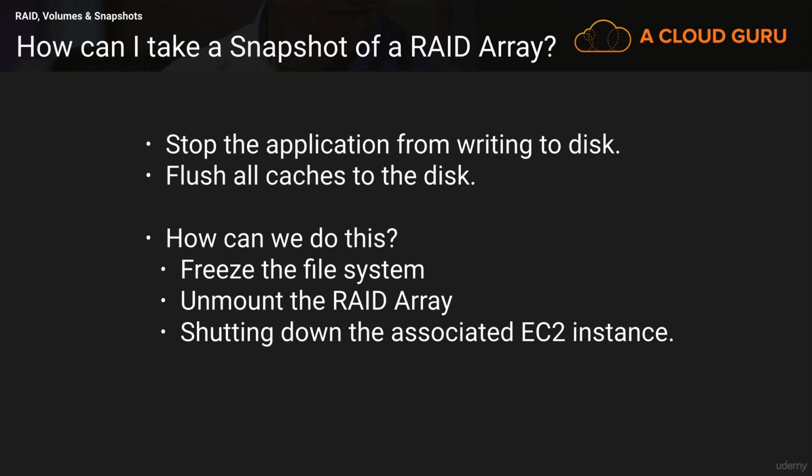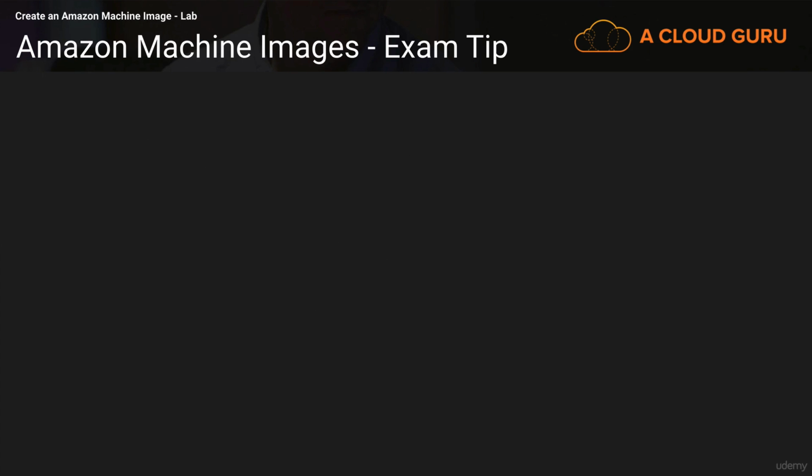We can freeze the file system. We can unmount the RAID array. And the easiest way is to shut down the associated EC2 instance and take our snapshot after it has been shut down. But essentially, all you're trying to do is stop any kind of I/O, input/output, being written to or read from that RAID array when you're taking the snapshot. That's how you take a snapshot of a RAID array and make it application consistent. So again, important to remember that going into the exam.